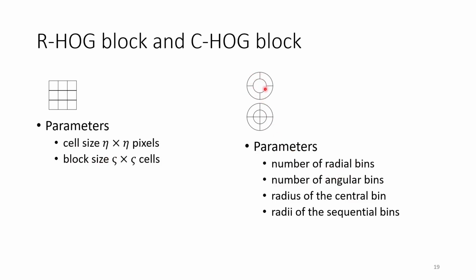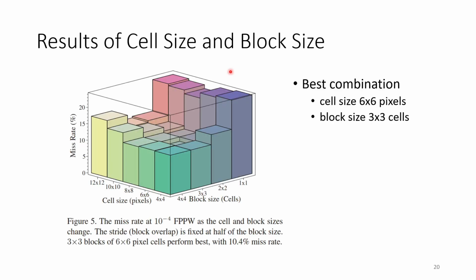In this case, there are only 2 radio bits. But if they have 3 or 4 or 5, etc. However, after reading their papers, I found they didn't talk too much about the CHAG. They only mentioned it is a possible solution, but they didn't report any experimental results about this CHAG block. But for RHAG, they show their experiment results.